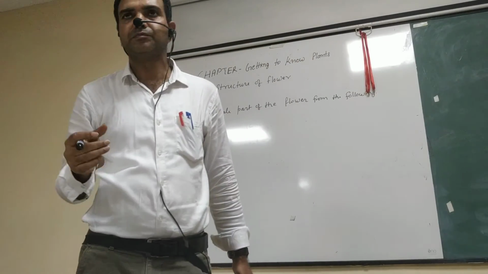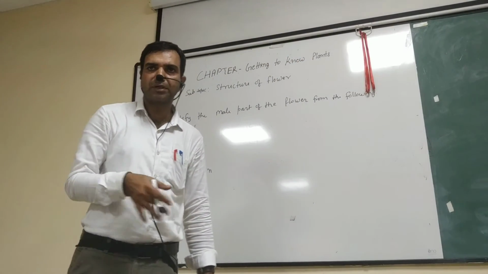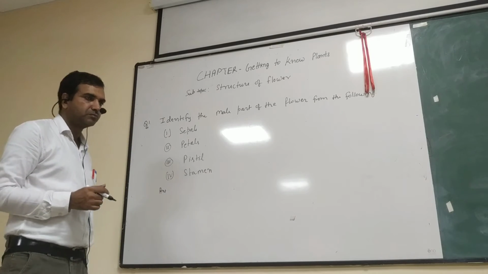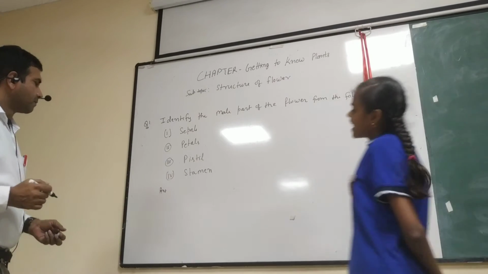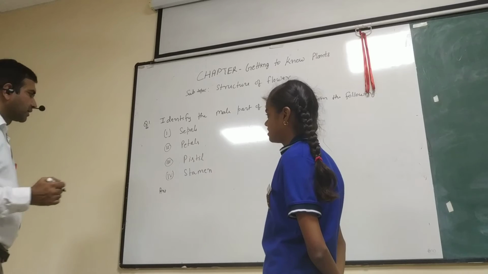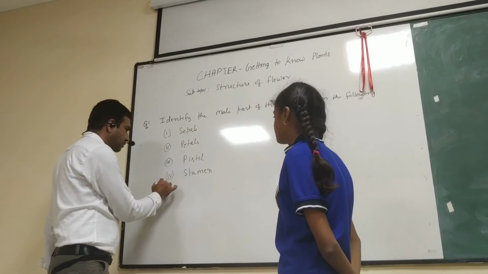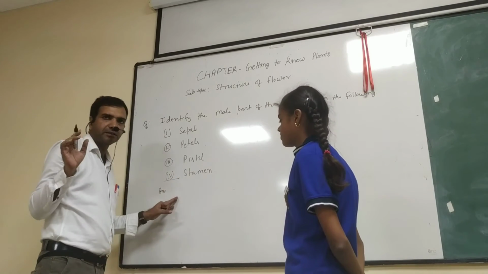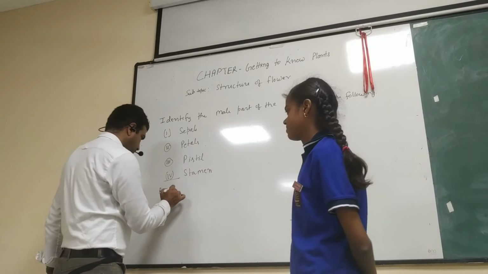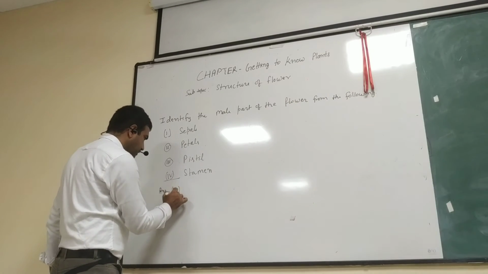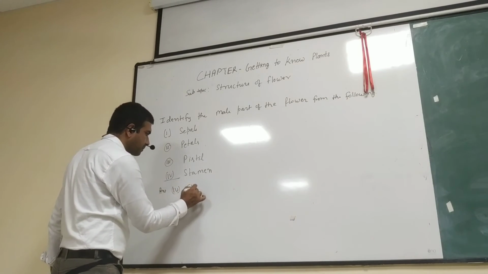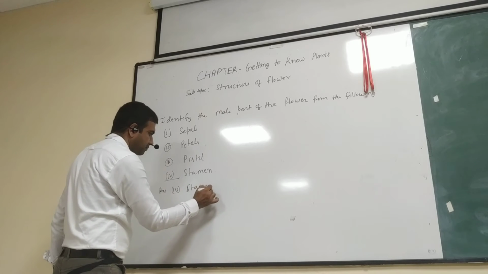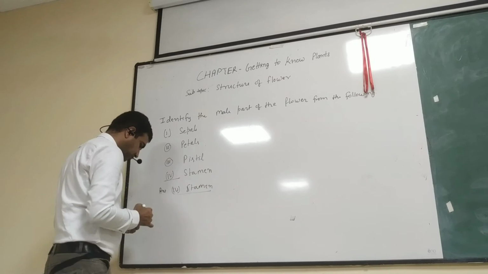Okay, Riya, come here. Sir, stamen. According to Riya, stamen is the right answer. Is it correct? Yes, sir. Good. Very good, beta. The 4th answer is right. This is stamen.